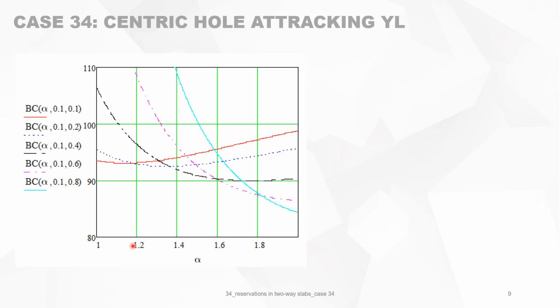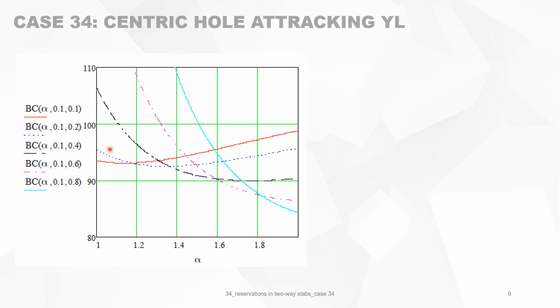We can now make a graph where the x-axis is alpha, it's B over A, and the y-axis is the bearing capacity. Why? Because it's a means of studying this type of centric reservation. What is this type of reservation doing with the bearing capacity on the slab? And we are interested in those reservations that are lowering the bearing capacity.